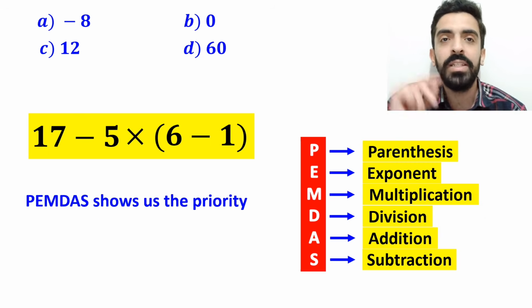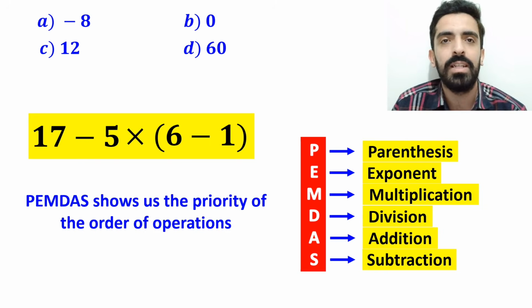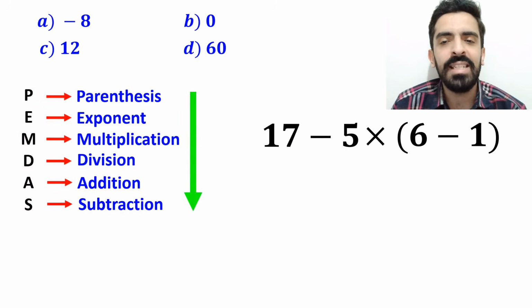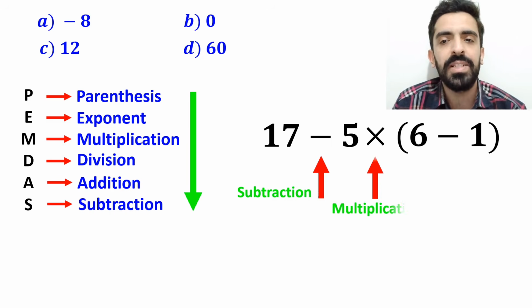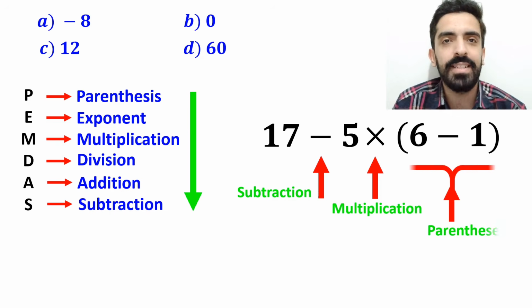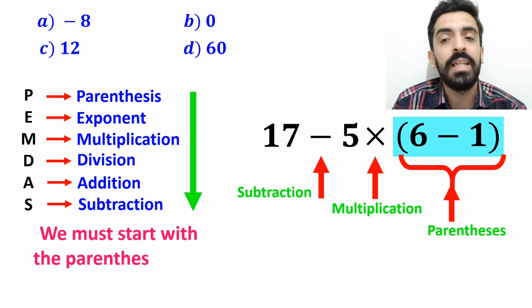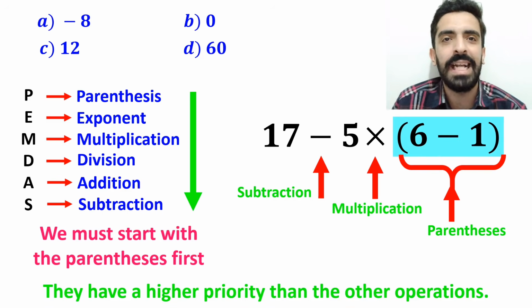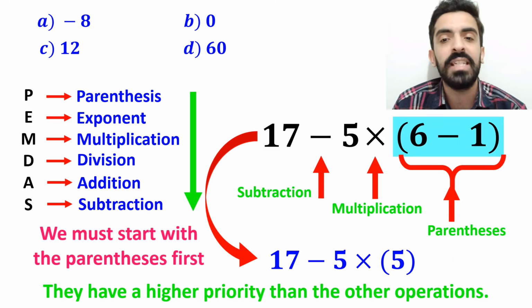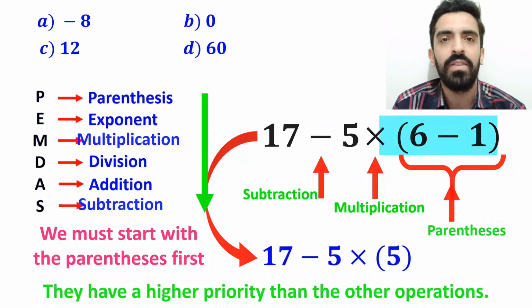PEMDAS shows us the priority of the order of operations. Okay, as you can see in the image and this expression, first we have a subtraction sign, then a multiplication sign, and finally parentheses. We must start with the parentheses first because they have a higher priority than the other operation. So, we can write this equation as 17 minus 5 multiplied by 5.